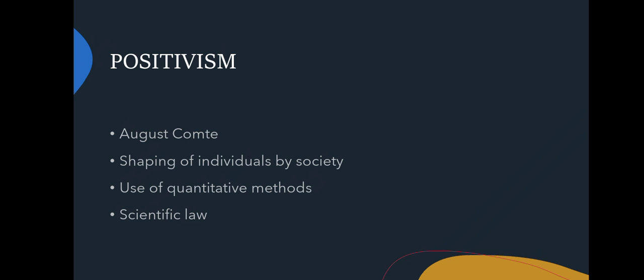So, firstly, is positivism. Positivism was first founded by Auguste Comte. He was a French philosopher and also the father of sociology. Positivism led to the development of social sciences, and the positivists believe that society shapes the individual. When society shapes the individual, it always uses quantitative methods. So quantitative methods, what are these? Quantitative methods basically focus on gathering data numerically, by numbers or digits. So positivists believe that society shapes the individual and use quantitative methods, and it's a scientific law.